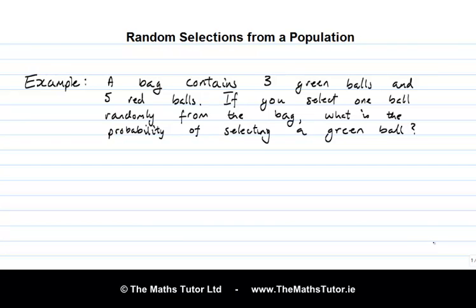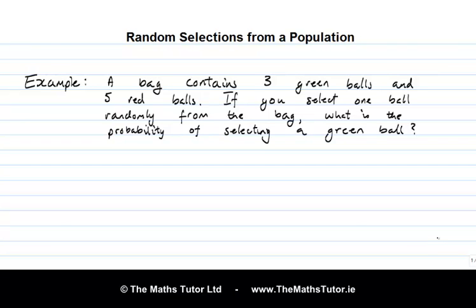Suppose that we have a bag containing 3 green balls and 5 red balls. What's the probability of selecting a green ball if we select one randomly from the bag? This is an example of a problem about a random selection from a population. The population here is the balls in the bag. In probability and statistics, populations have a more general meaning than groups of people. Here the population is the collection of balls, and we're selecting one randomly from the bag, and we want to know the probability of getting a green one.